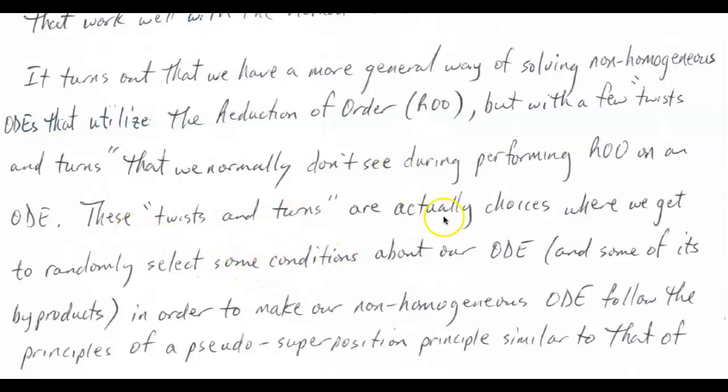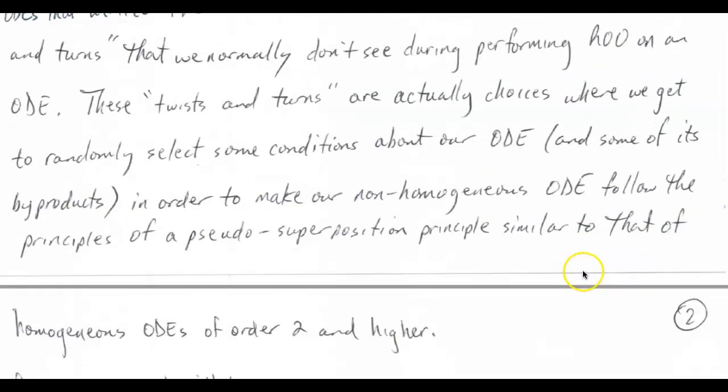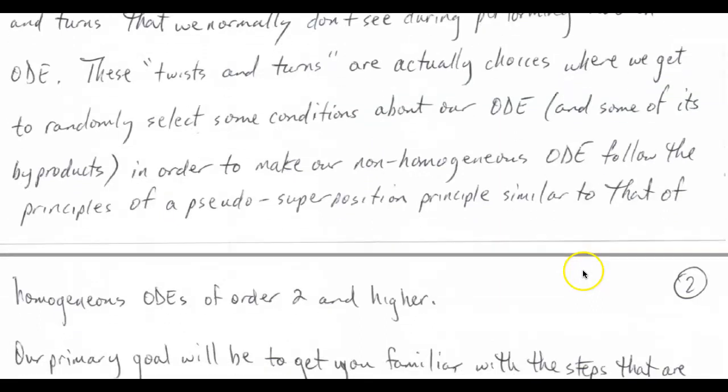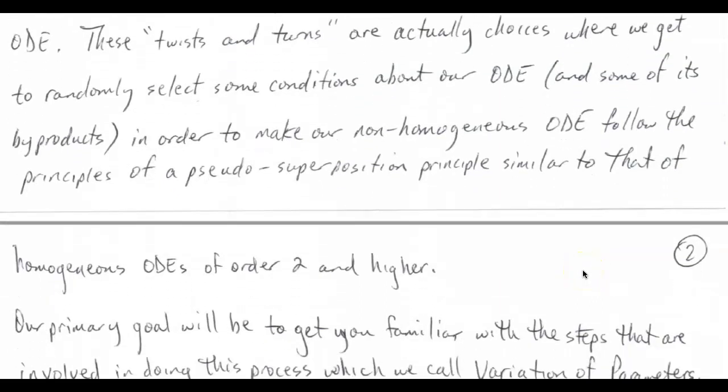Now, these twists and turns are actually choices where we get to randomly select conditions about our ODE and some of its byproducts in order to make our non-homogeneous ODE follow the principles of what I'm calling a pseudo superposition principle, similar to that of our homogeneous ODE of order 2 and higher.